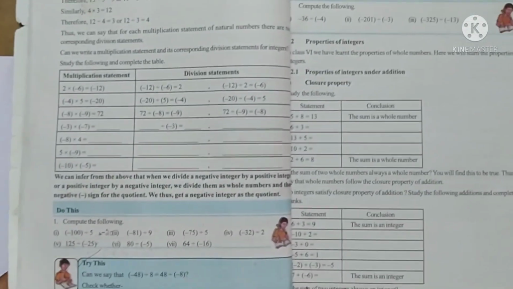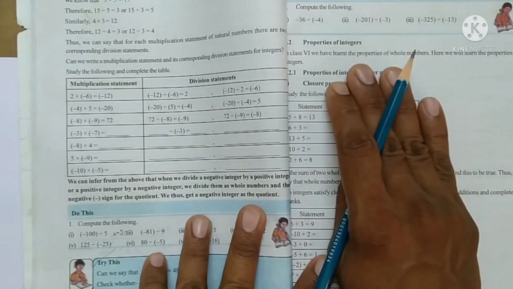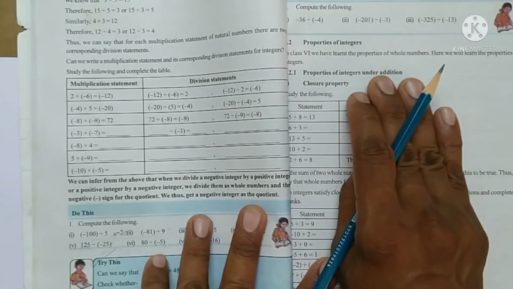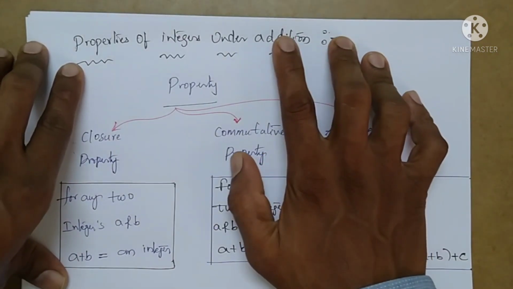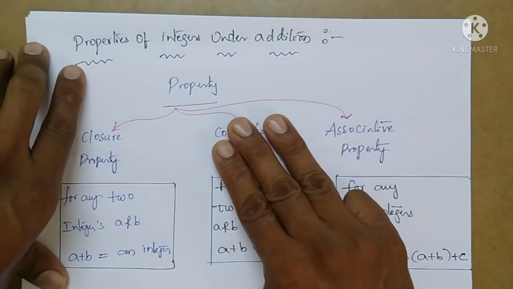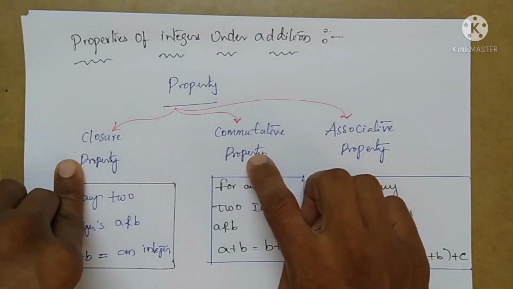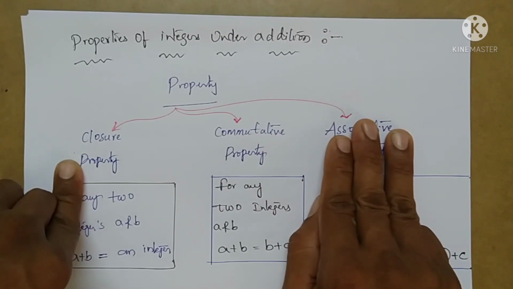Next one, properties of integers. Our next topic is properties of integers. First, properties of integers under addition. There are mainly three types of properties. The first one is the closure property, the next one is the commutative property, and the third one is the associative property.